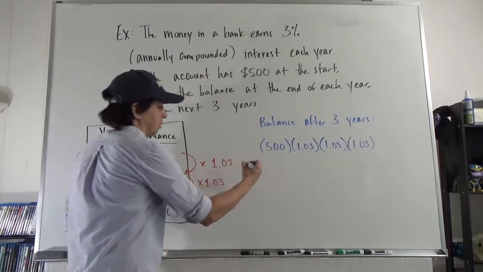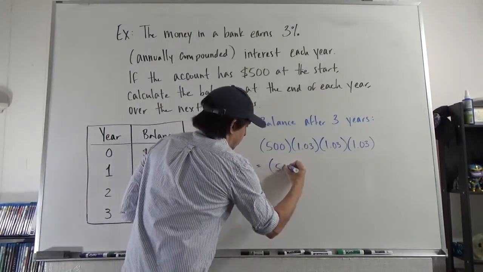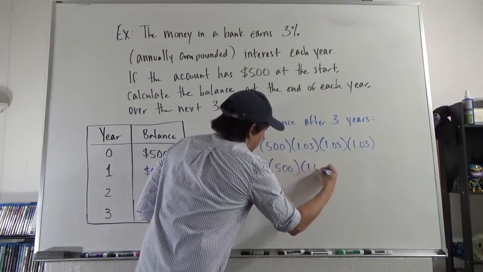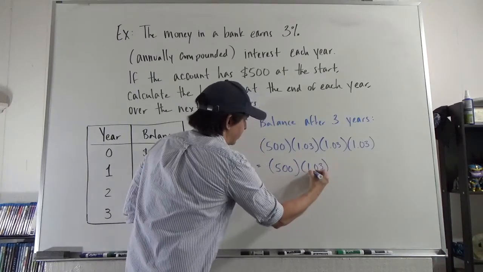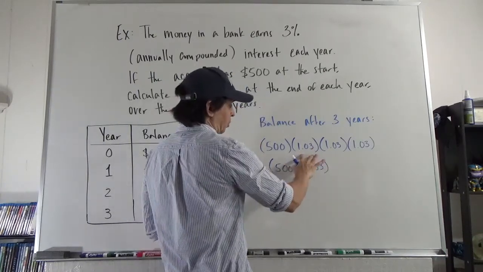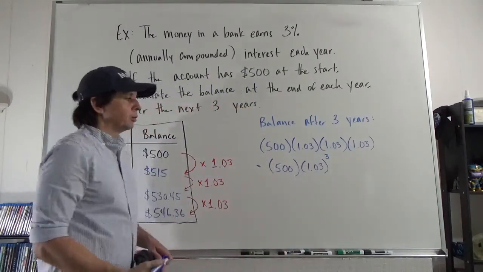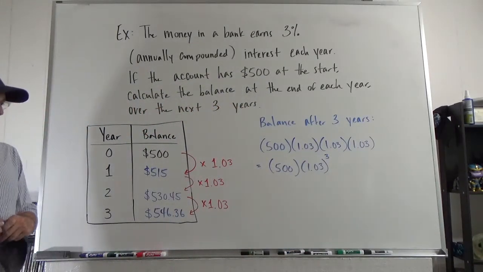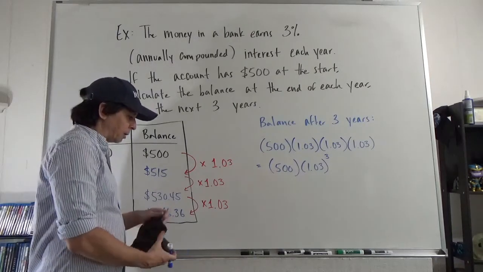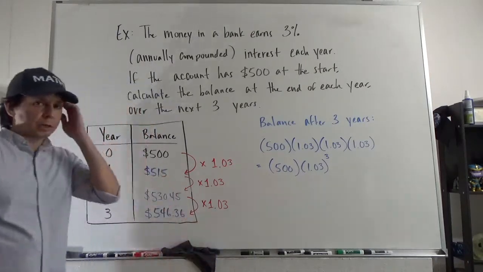And we can condense that down using exponents. It's the same factor 3 times. 500 is separate, but 1.03, 1.03, 1.03 is the same thing as 1.03 to the third power. And we can do that computation once we get familiar with how to do exponents on the calculator.